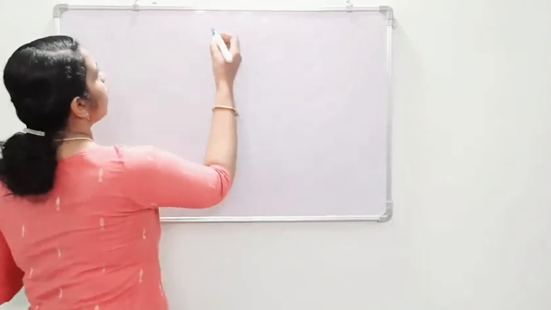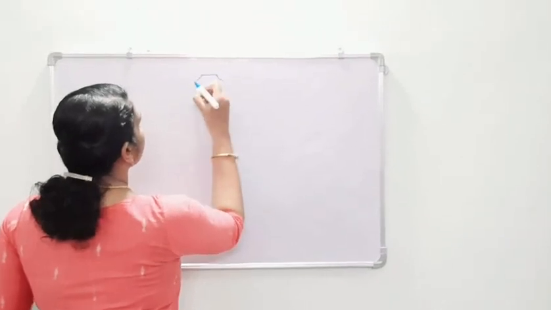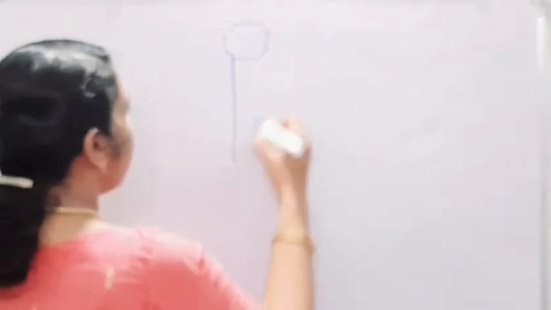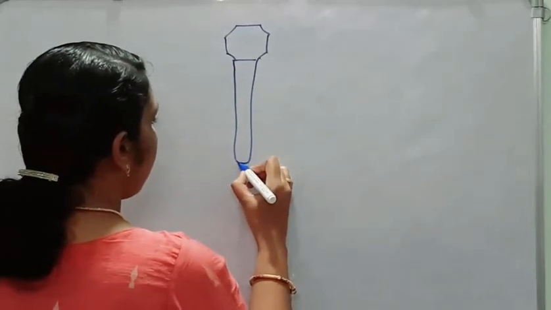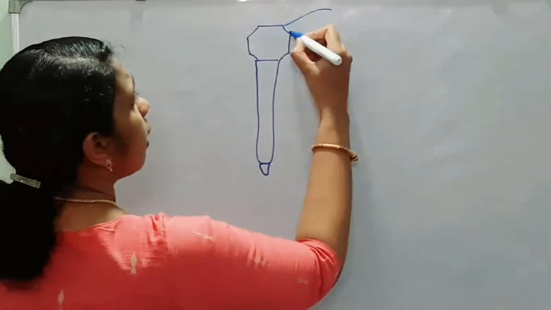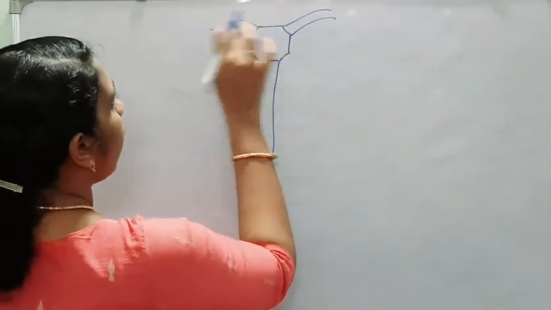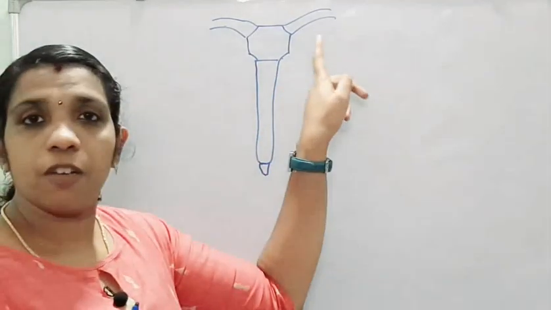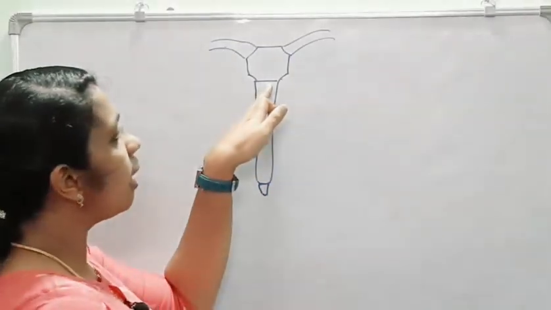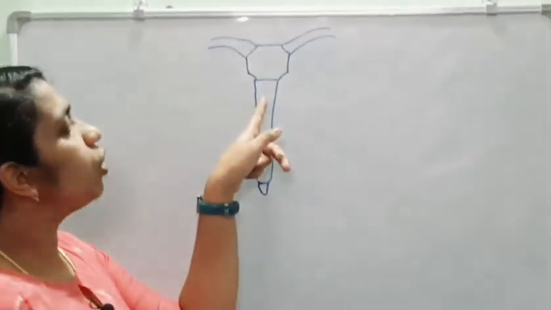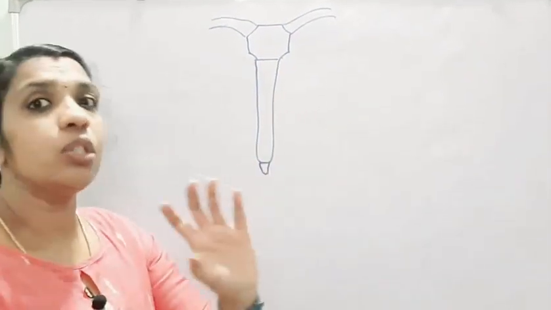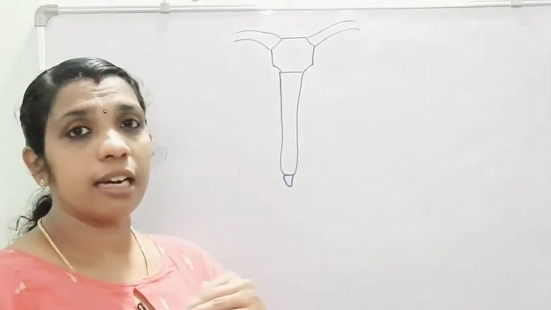So, this is the sternum. This is the body of the sternum, and this is the xiphoid process. This is the clavicle or collarbone, and the first rib is on the posterior side of the clavicle. This is the sternal angle, where the manubrium sterni joins with the body of the sternum. It is also known as the angle of Louis.